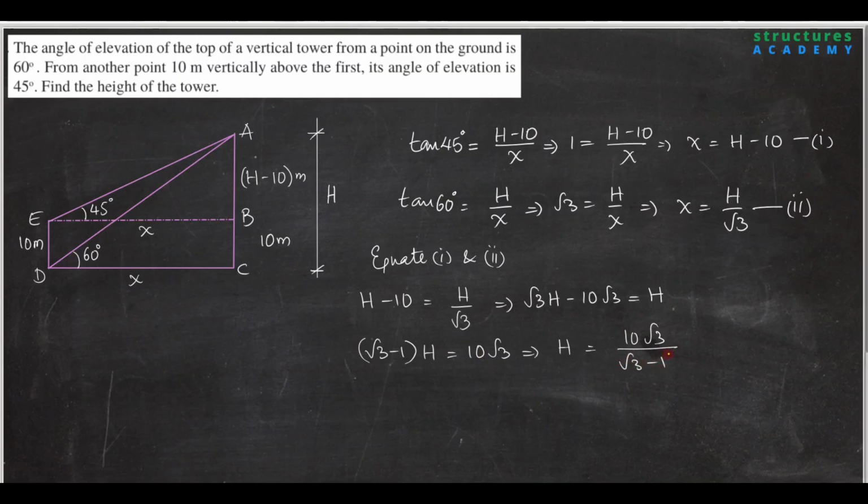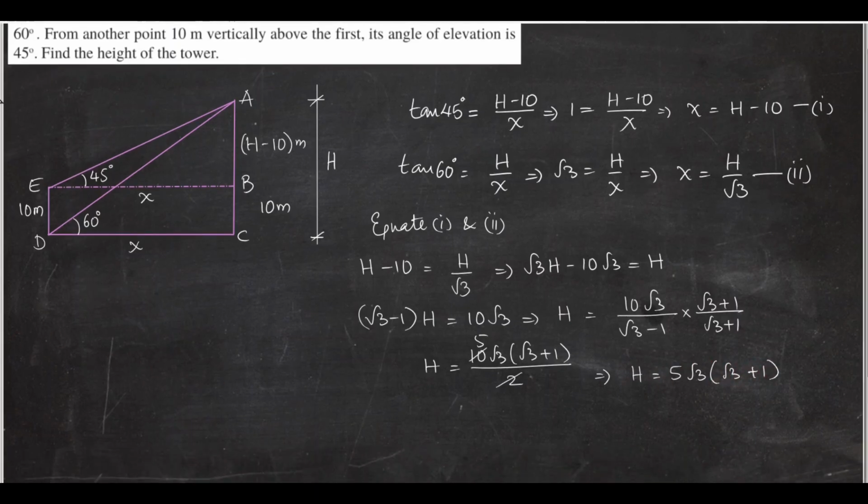Now, as usual, we will rationalize the denominator by multiplying by its conjugate, which is root 3 plus 1. This gives us H is equal to 10 root 3 times root 3 plus 1, and the denominator becomes a square minus b square. A square becomes root 3 square, that's 3, minus 1 square, which is 1. So 3 minus 1 is 2. 2 cancels 5 times, and we get H is equal to 5 root 3 times root 3 plus 1.